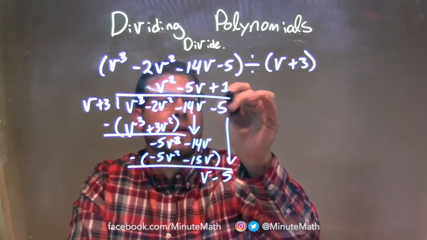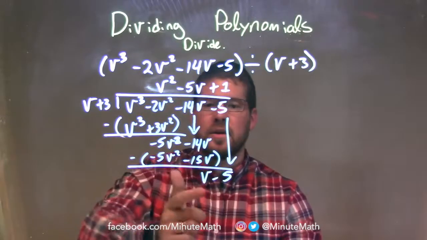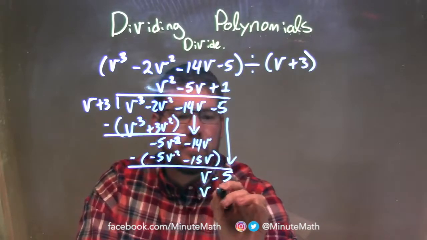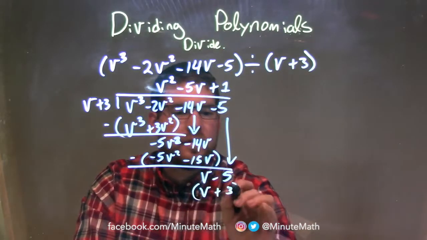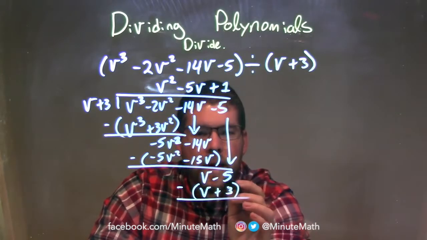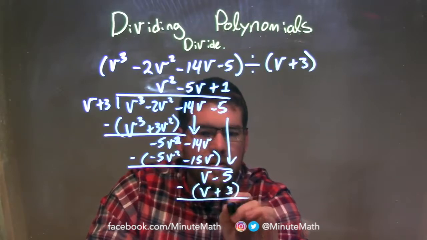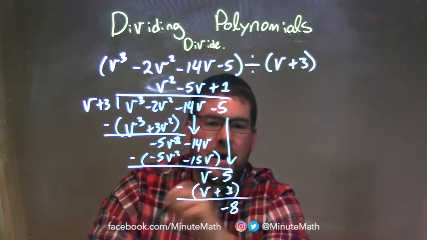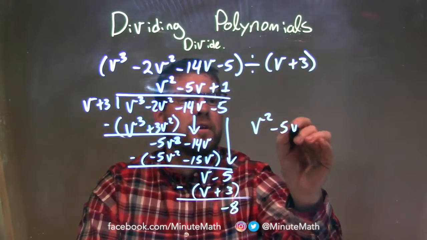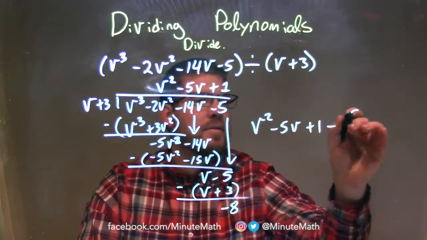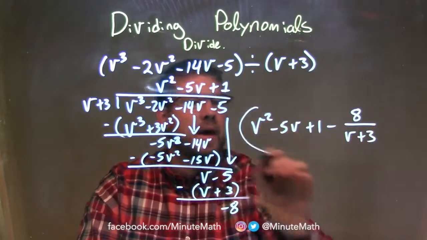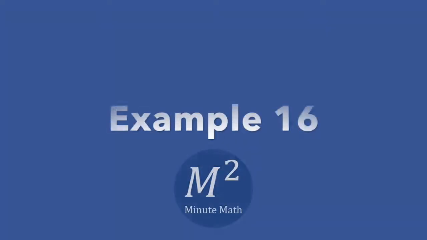Good old 1. 1 times v is v. 1 times 3 is a positive 3. We subtract the 2. V minus v is just 0. Fantastic. But minus 5 minus 3 is just a minus 8. So that is our remainder, that minus 8. So my final answer here is v squared minus 5v plus 1 minus 8 over my remainder, which is v plus 3. And that is the final answer.